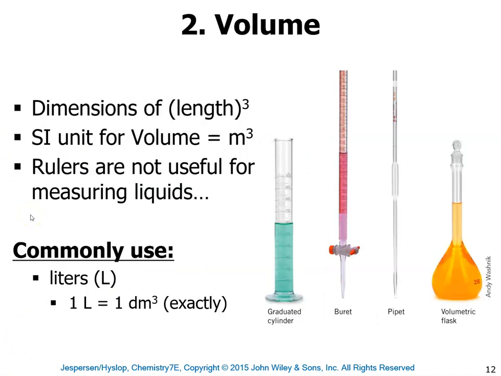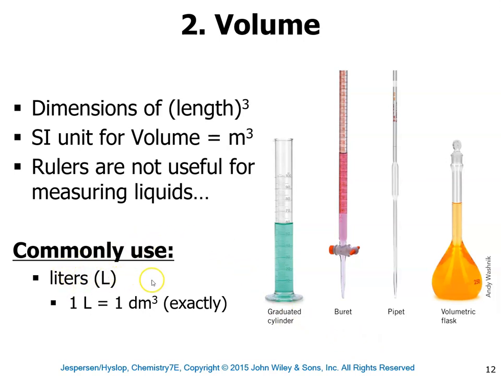So the systematic unit for volume is technically meters cubed, right? It's the length three ways, the width, the height, and the length. However, because rulers are not very useful for measuring liquids, typically we'll be using graduated cylinders, burettes, pipettes, or volumetric flasks. And in a lab space, these are some of the common chemistry tools that we use for measuring volumes.